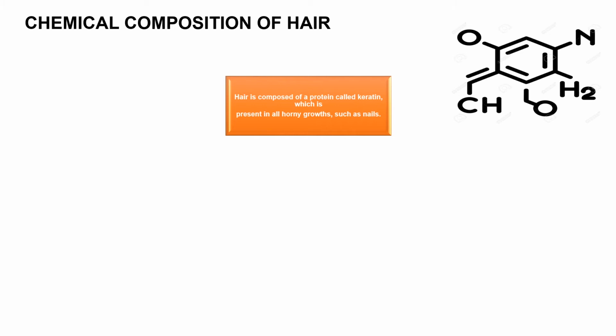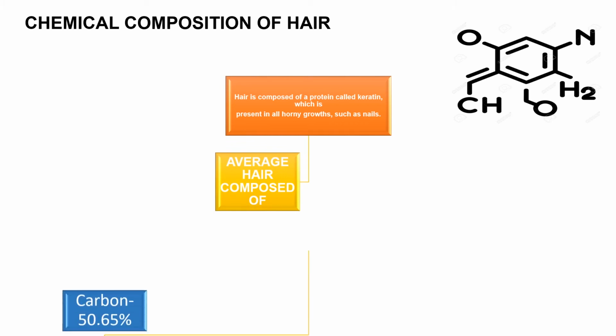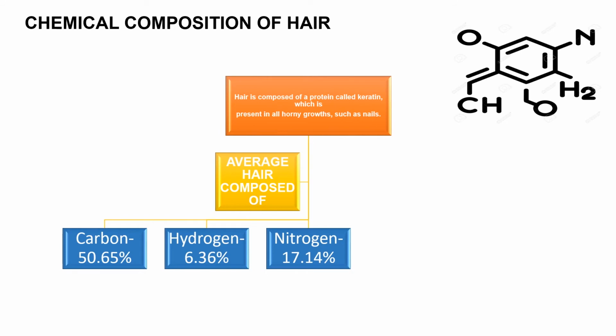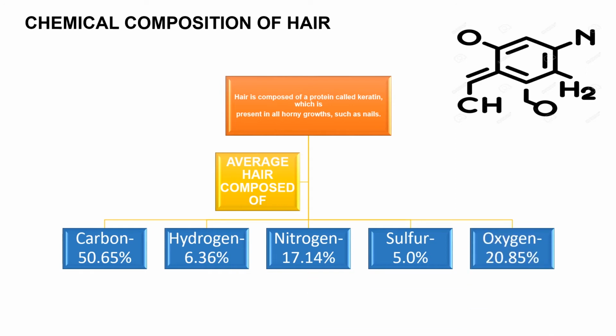Hair is composed of a protein called keratin, which is present in all horny growths such as nails. So average hair is composed of carbon, that is 50.65%, hydrogen, that is 6.36%, nitrogen 17.14%, phosphorus 5.0%, oxygen 20.85%. So let's see what the chemical composition of the hair is.